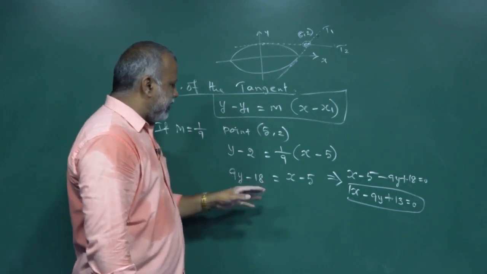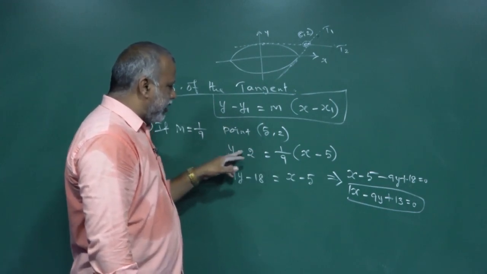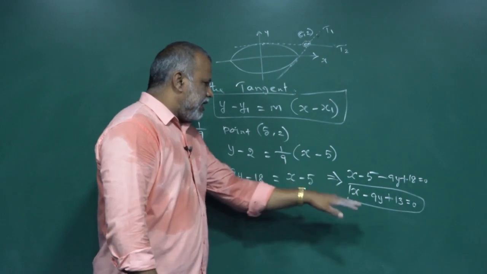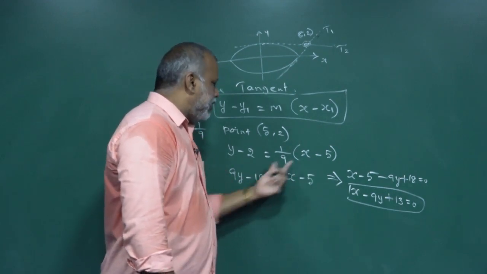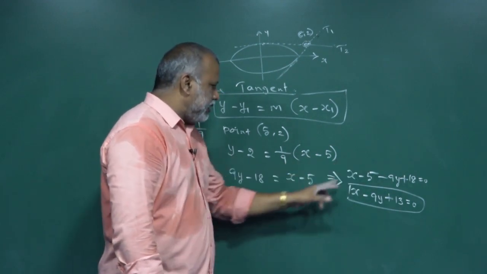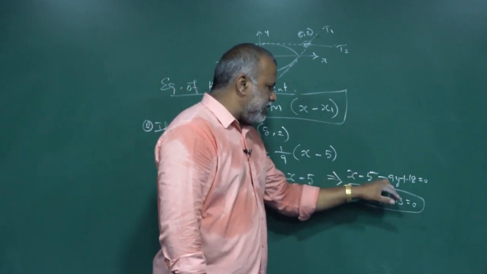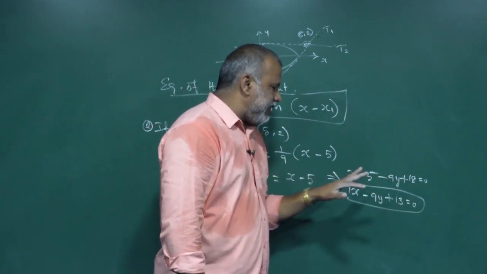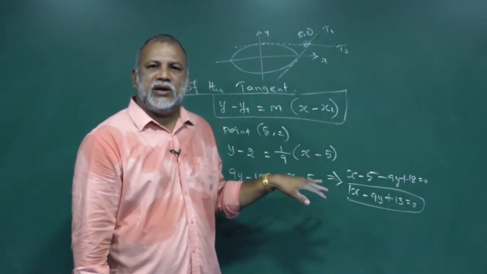Substitute here, simplify. Then cross multiply this 9. 9y minus 18 equal to x minus 5. Convert to the same side, x minus 5 minus 9y plus 18. This must be simplified, x minus 9y. 18 and 5 simplified, we get 13. This is also the equation of the tangent.